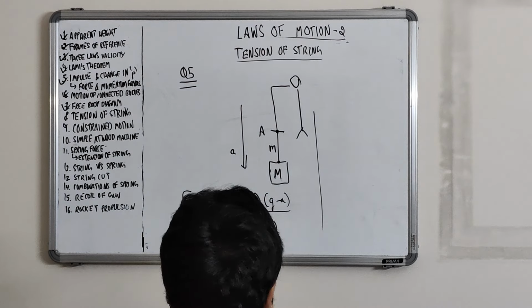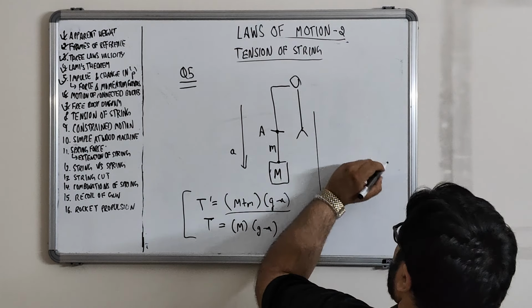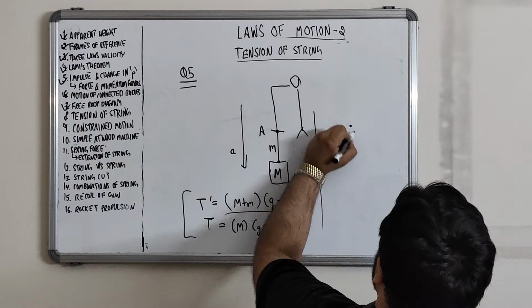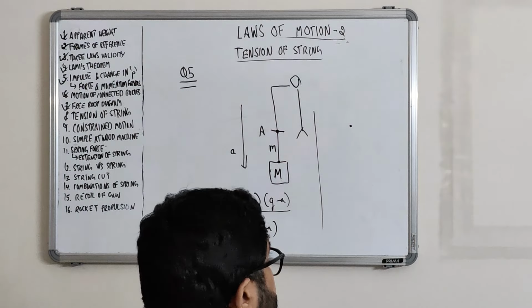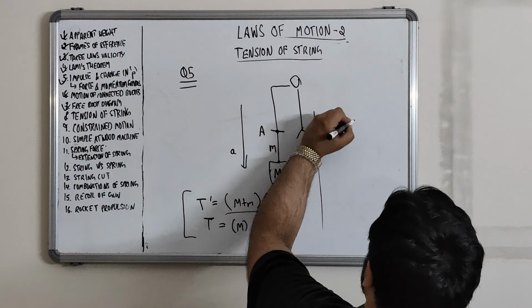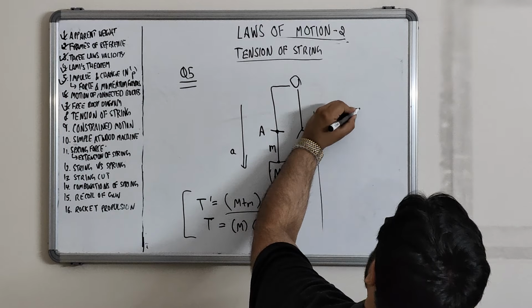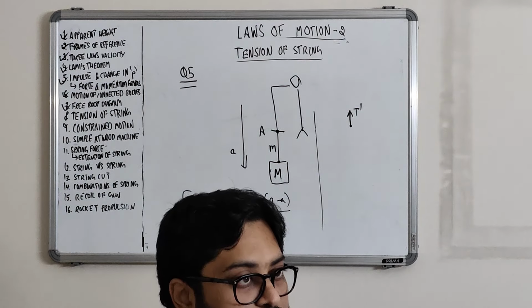Now let's make the free body diagram. We will take both situations and we'll calculate the tension. So tension is upwards, T dash, right?